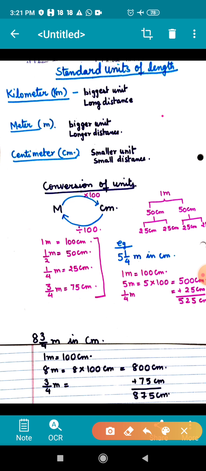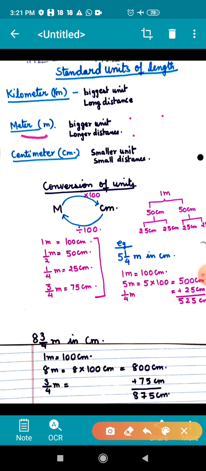Now the second one is meter. Children, meter is a bigger unit of length, and it is used to measure bigger distances. For example, the length of a room, height of a tree, height of a school building, etc. are measured in meters. Now the third one is centimeter.